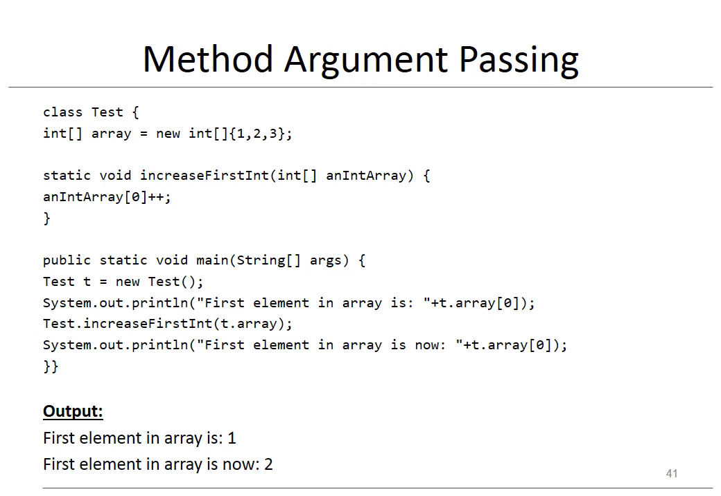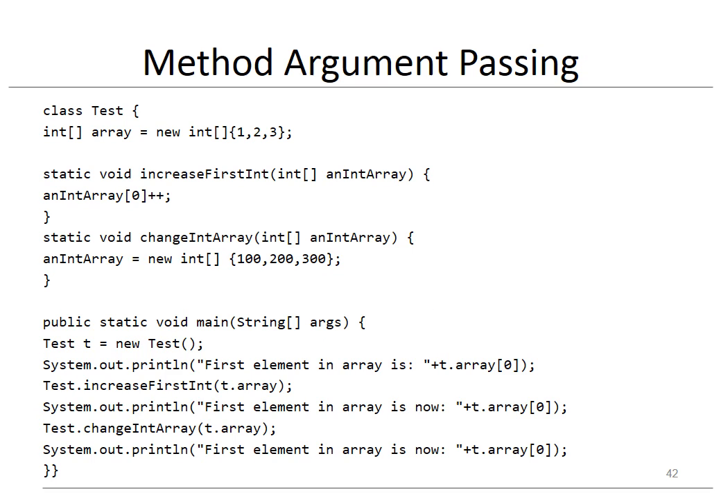Here you can see the output once more. Let's discuss one more example. We again have our class test with an instance variable array initialized to an array of three integers, 1, 2, and 3. We have two static or class methods.